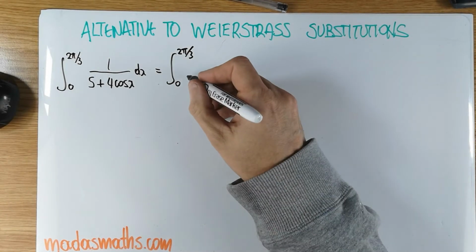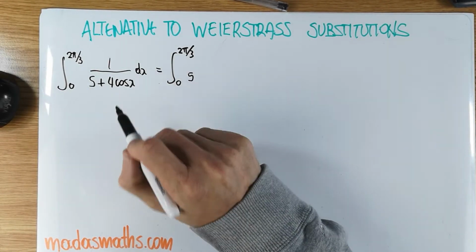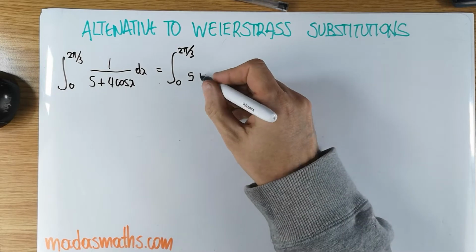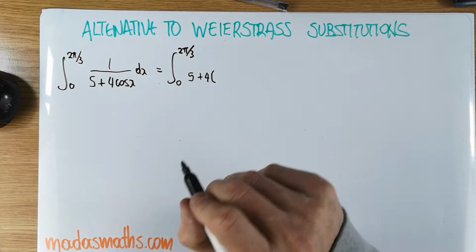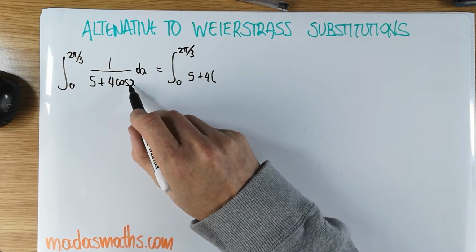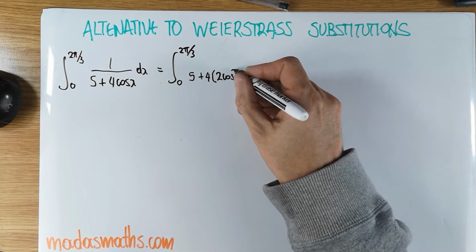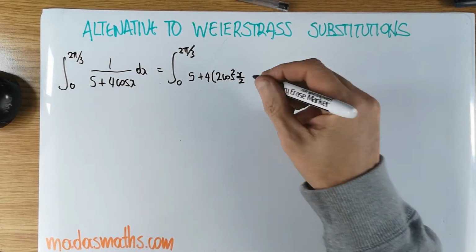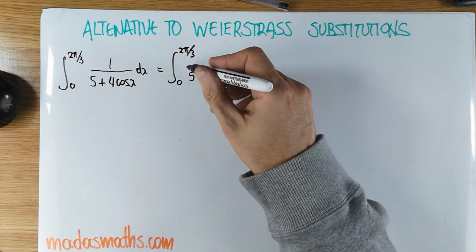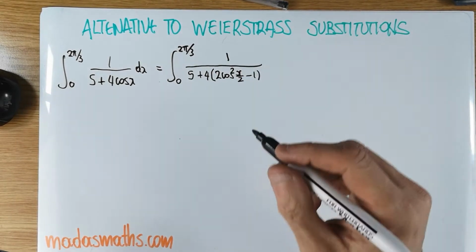My intention is to create half angles with the existing quantities I have on my denominator. So 5 plus 4, I'm going to use the double angle. I'm going to treat that as being a double angle, the cos of 2 lots of x over 2. So that will give me 2 lots of cos squared of x over 2 minus 1. Standard trig identity from straight maths. So that is 1 over this.